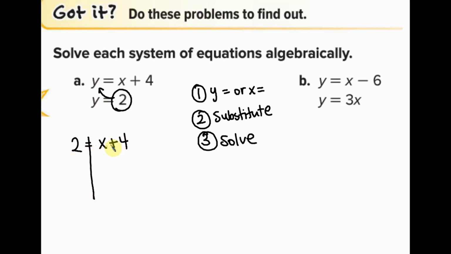If I solve this, since x is already on this side, let me get rid of this 4 by subtracting 4 on both sides. 2 minus 4 is negative 2. X, bring it down. 4 minus 4 is 0. So it tells me x is equal to negative 2.